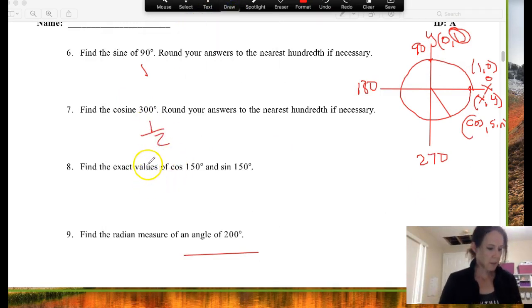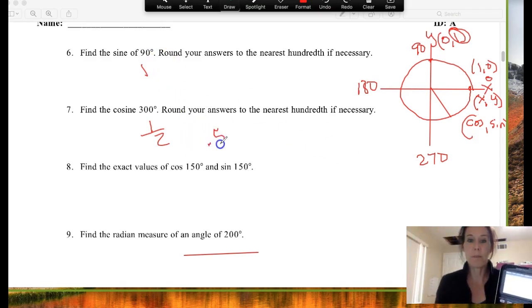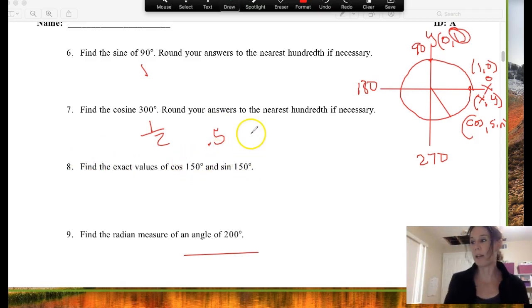And then on to number 8. This one said round your answers to the nearest hundredth. You can also use a calculator or a phone calculator and go cosine. Make sure you're in degree mode. If you're in radian mode, it won't work. Cosine of 300 should give you 0.5.